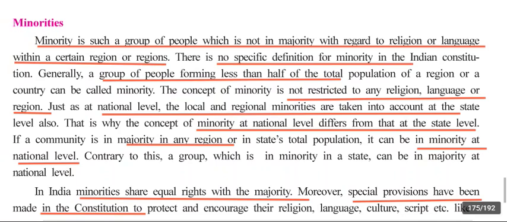So even on the basis of villages or districts or cities, we can consider this kind of thing, that on each district level, which community is in the minority. So regions, state, and national. These are the three levels at which minorities can be considered. A group of people forming less than half of the total population of a region or a state or a country can be called minority.